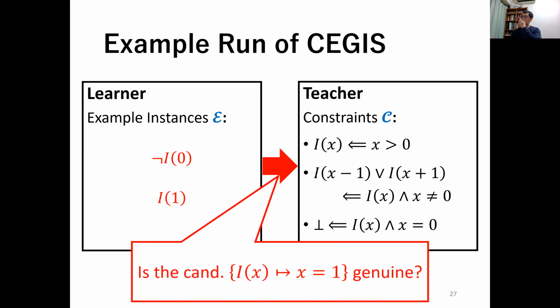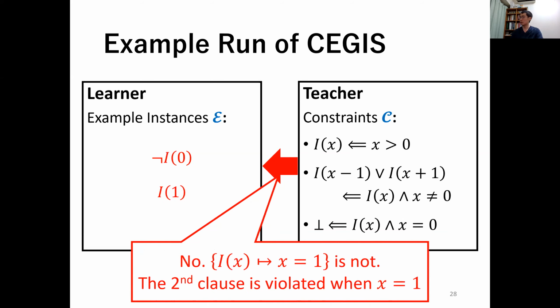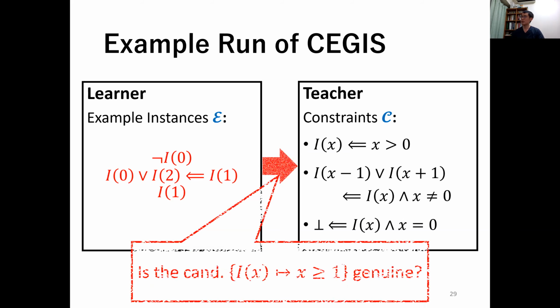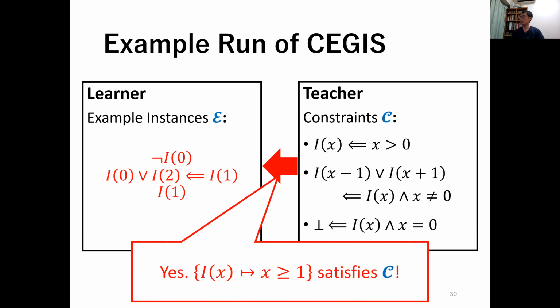Now, having these two examples, the learner proposes a new candidate solution. Is this a genuine solution? The teacher says, no, you're still wrong. The second clause is not validated. So a new example is proposed. This is a generalization of an implication example. Now, a new candidate solution is proposed by the learner. Is this a genuine solution? And finally, the teacher says, yes, that's true, and CEGIS stops. This is how CEGIS works.